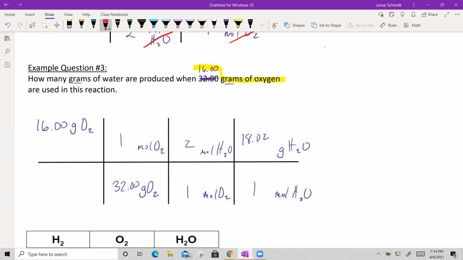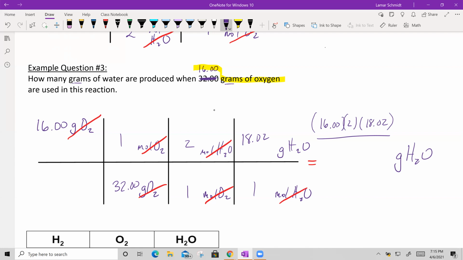So now let's cancel units. Grams of oxygen, grams of oxygen, moles of oxygen, moles of oxygen, moles of water, moles of water. And so now we are left with just the unit grams of water. Now, what do we do with this? We're going to say 16 times 2 times 18.02. So 16, and we can say 0.00 times 2 times 18.02. And we're going to divide that by 32 times 1 times 1, which is 32.